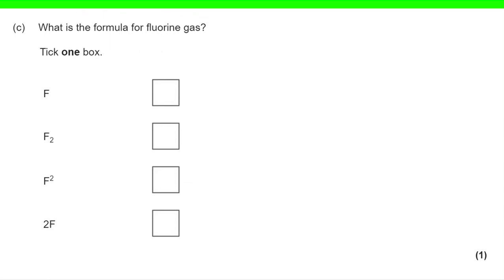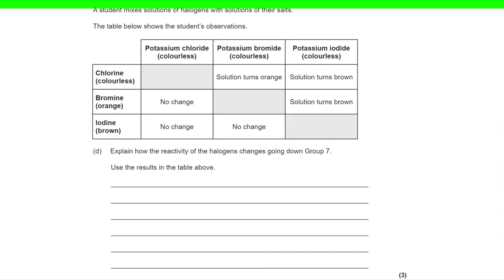Part C, formula of fluorine gas. You have got to remember that the group 7 elements exist diatomically. They exist in pairs. That means that it's going to be F2. Now the number must be a subscript. It must be small and to the right and to the lower corner of the F to get that mark right.